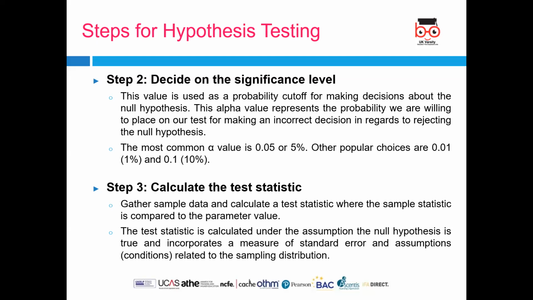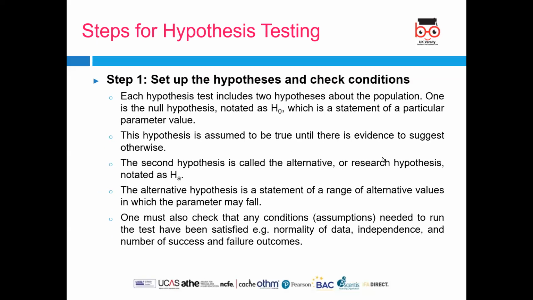Then the third step is to calculate the test statistic. For calculating the test statistic, you need to gather sample data and calculate a test statistic where the sample statistic is compared to the parametric value. The test statistic is calculated under the assumption that the null hypothesis is true and incorporates statistical measures of standard error related to the sampling distribution. So the test statistic relies on the null hypothesis being true. Remember that we have formulated the null hypothesis based on certain evidence. If you see step 1, this hypothesis is assumed to be true unless there is evidence to suggest otherwise. So that is the null hypothesis.